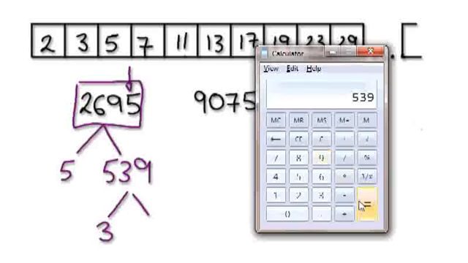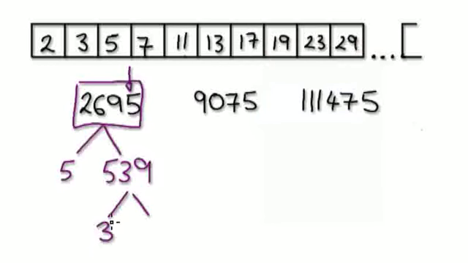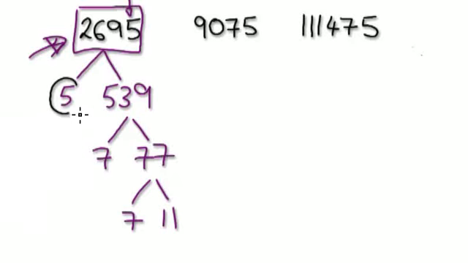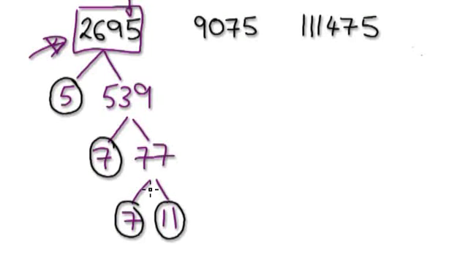Let's try 7. 539 divided by 7. Okay, yep, it works. We didn't try 3, we tried 7. So you can visualize this as 7 times 77, and then you can see that 77 is 7 times 11. So here we've just expressed this number as a product of primes. This is a prime, this is a prime, a prime, a prime. So we've done this one.